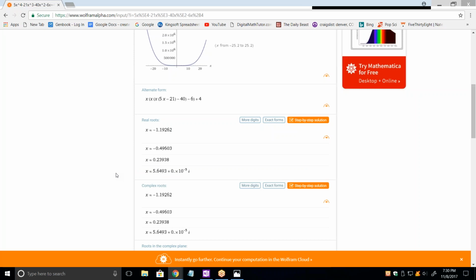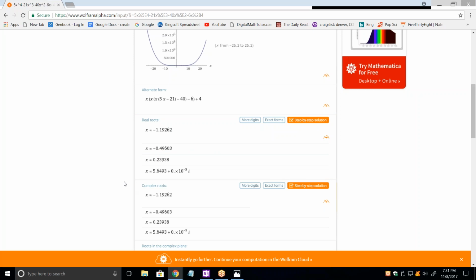So would that just be 5.6493? Because if it's 0 plus, like, 0 times whatever, it's just 0. You just came up with the answer, I believe. In other words, there is no imaginary root. Yeah, exactly. There's 4 real roots. They just wrote it in a weird way. That one, there's that one, that one, and that one.